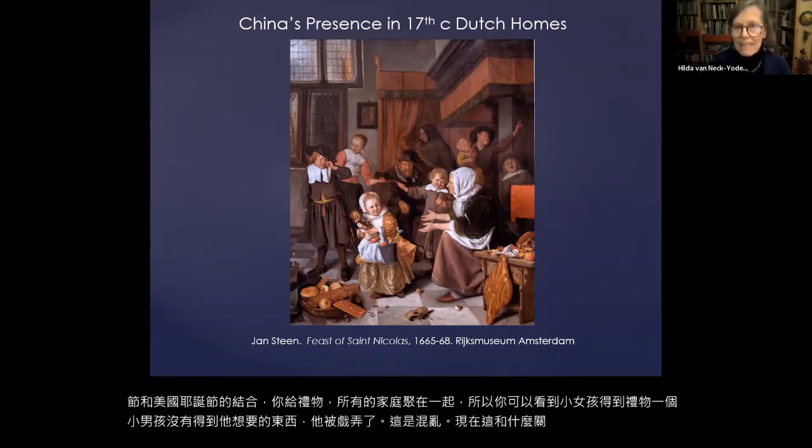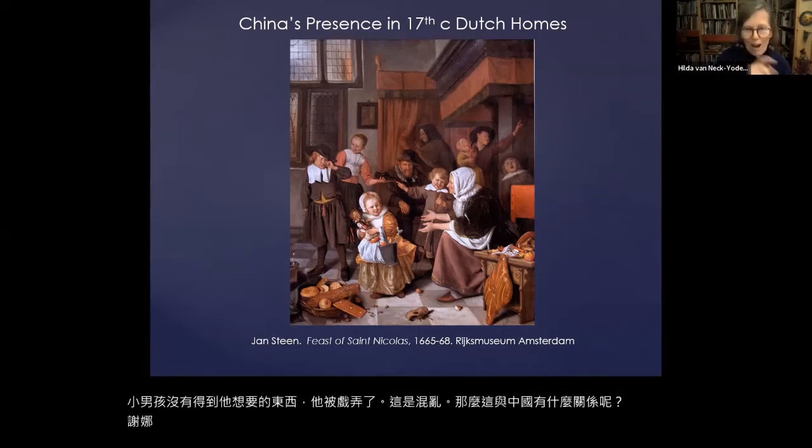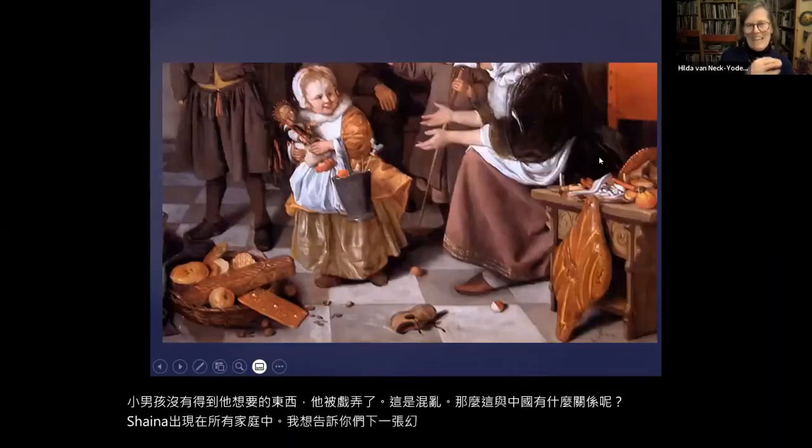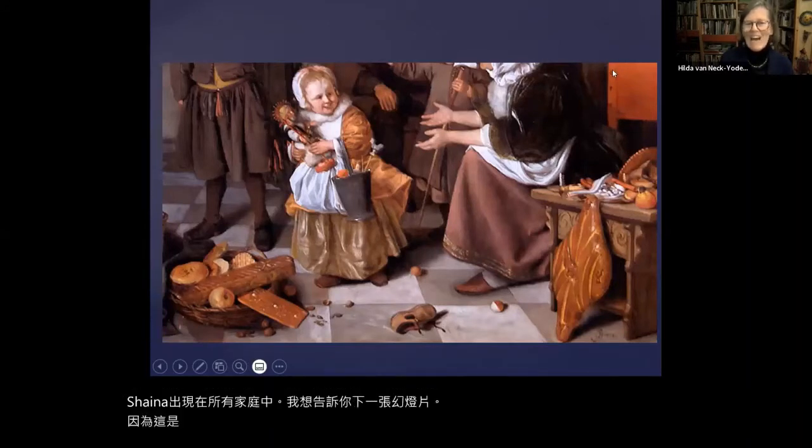Now, what does this have to do with China? China is present in all Dutch homes, I want to tell you. Next slide, please. Because this is where China is present.